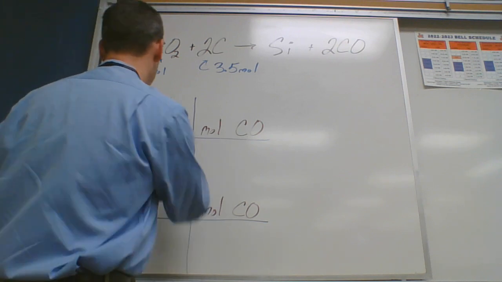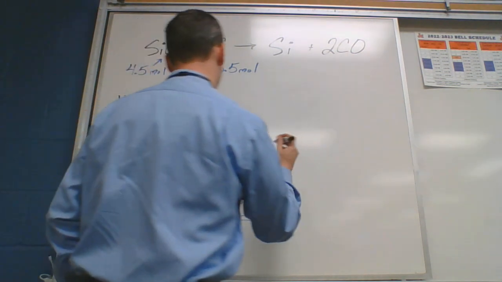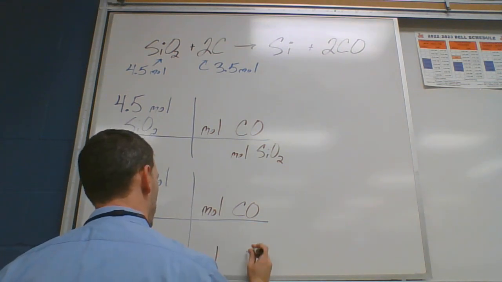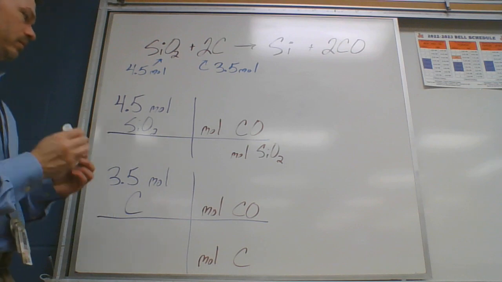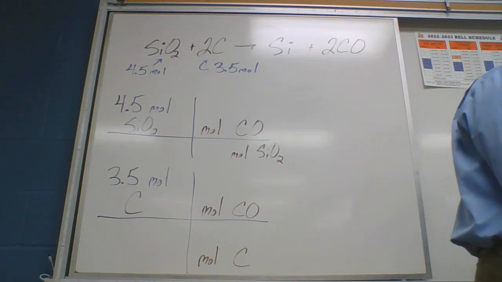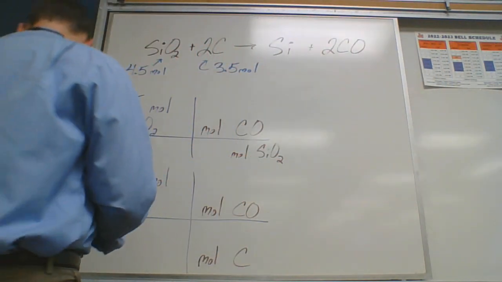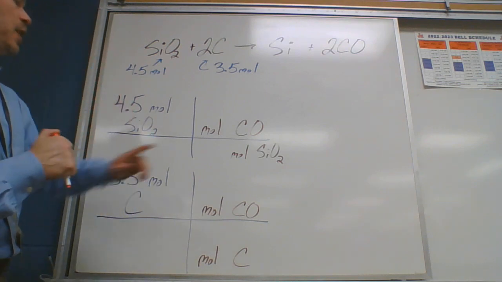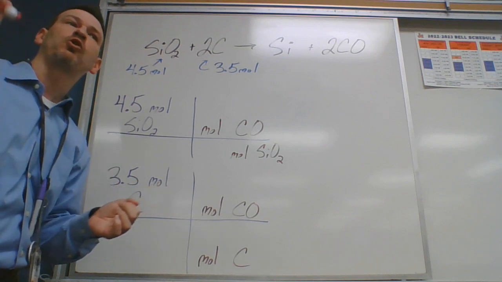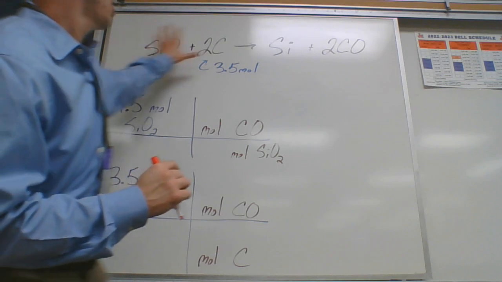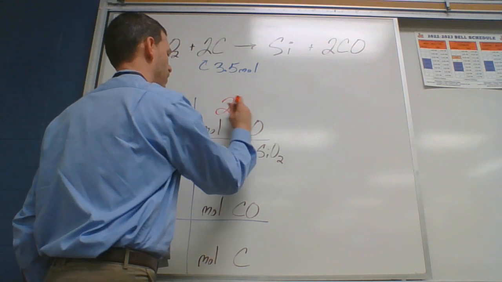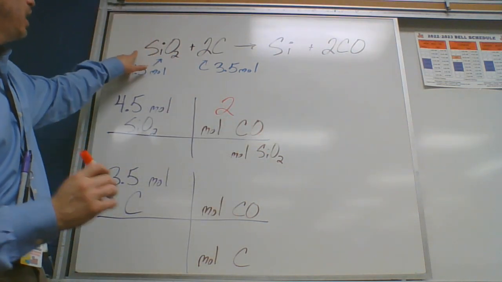Drag your diagonals. All right, so this diagonal is moles of SiO2. This diagonal is moles of carbon. Hey, check it out. Moles is over moles. Where do the numbers come from when that happens? The coefficients, it's written in step two, and there's our balanced equation. So the coefficient for CO is 2. The coefficient for SiO2 is 1.